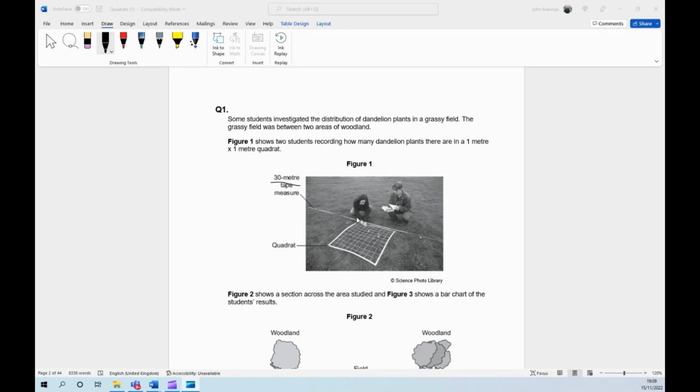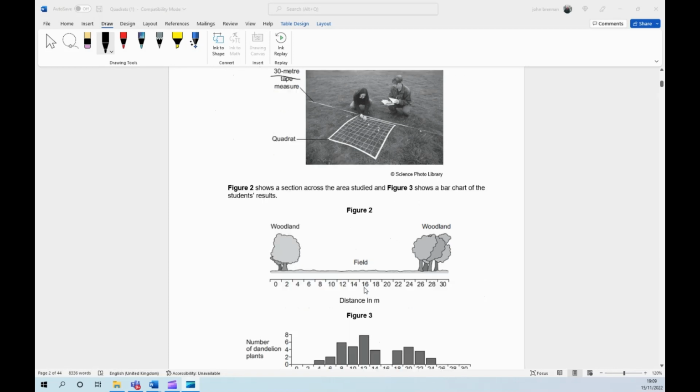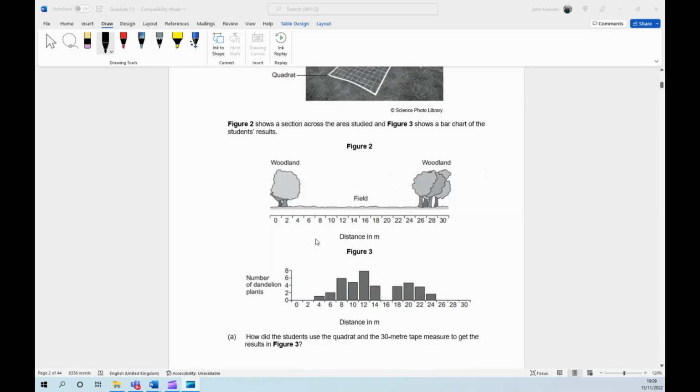They've also placed the quadrat next to the 30 meter tape measure. And we know from this diagram that they've placed the quadrat out at 2 meter intervals. This one's at 10, this one's at 12, this one's at 14. So they're placing these quadrats out at 2 meter intervals. This is the information that we already know.